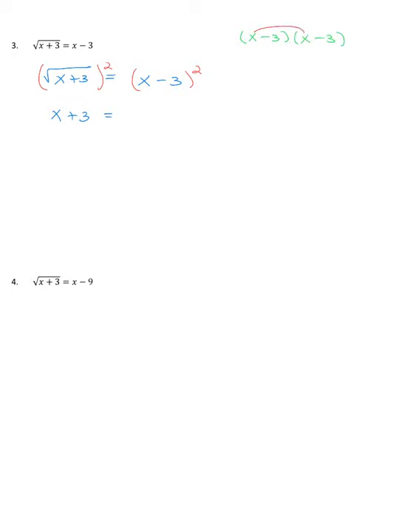X times x is equal to x squared. X times negative 3 is equal to negative 3x. Now I multiply in the negative 3. I get another negative 3x. And then negative 3 times negative 3 is positive 9. So just be careful when squaring out something that looks like two terms. It's not just the first and last term squared. You get these two middle terms. Altogether, we have x plus 3 is equal to x squared minus 6x plus 9.